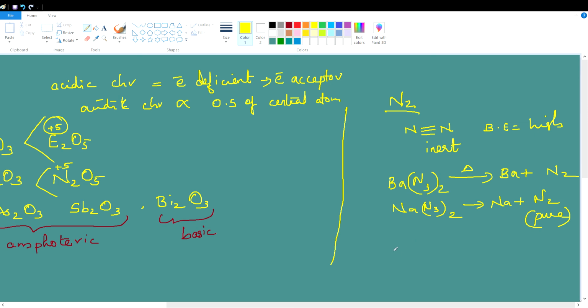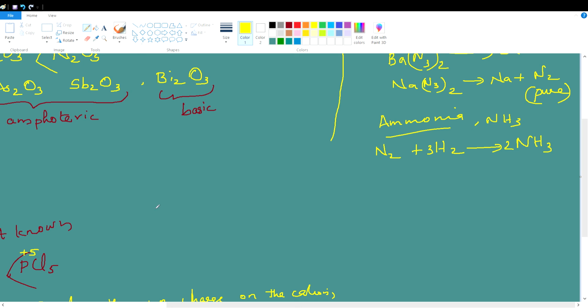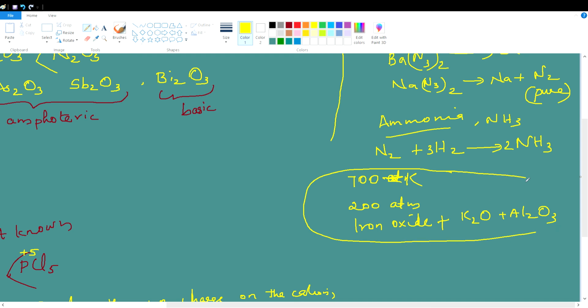Then an important compound of nitrogen is ammonia, NH3. Ammonia is manufactured from nitrogen and hydrogen. The manufacturing process of ammonia is called the Haber process. Dear children, note down the conditions of manufacture of ammonia by the Haber process. The conditions are an optimum temperature of 700 Kelvin, 200 atmosphere pressure, and the presence of an iron oxide catalyst with small amounts of K2O and Al2O3. These are the conditions for the manufacture of ammonia in the Haber process.